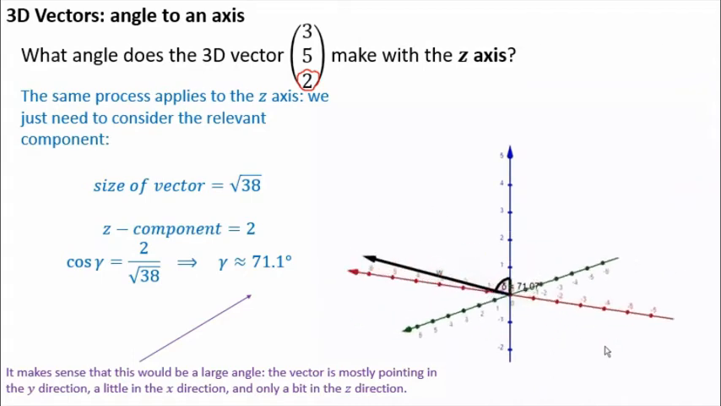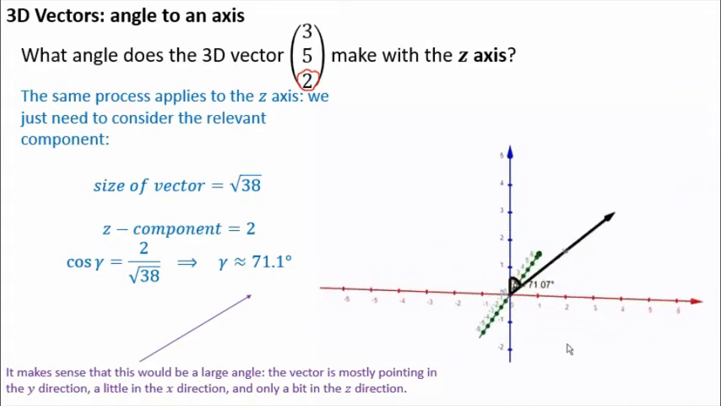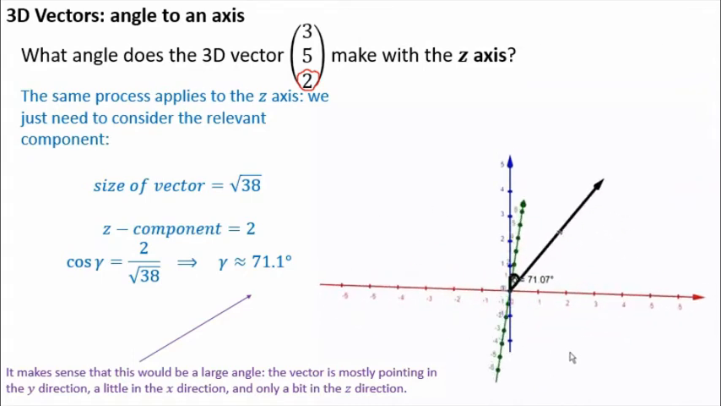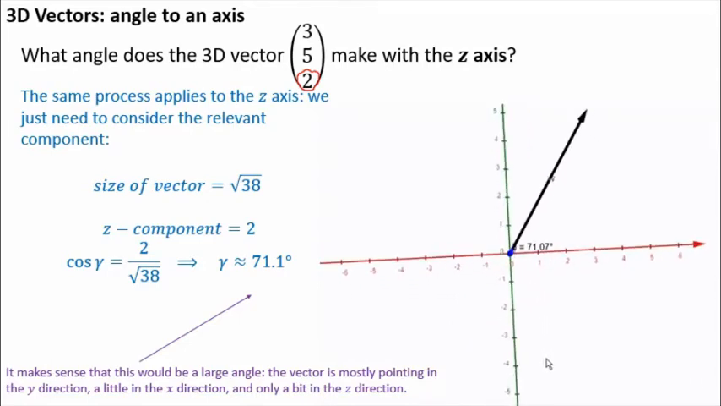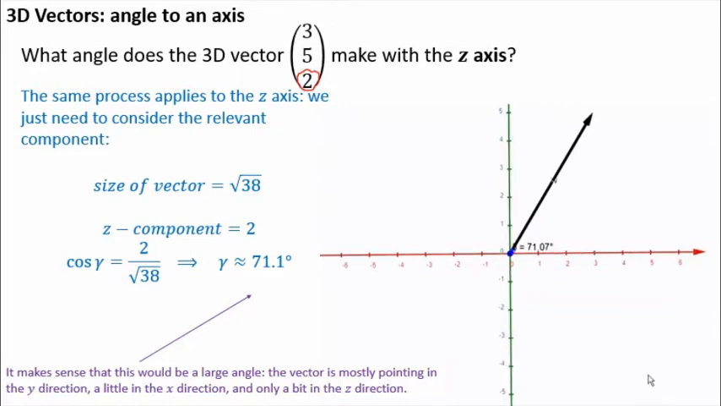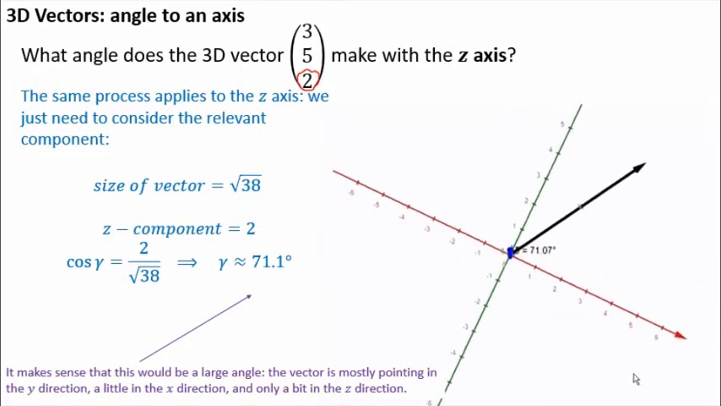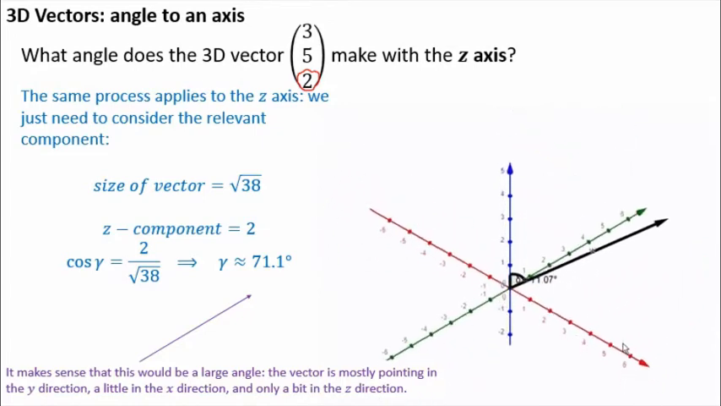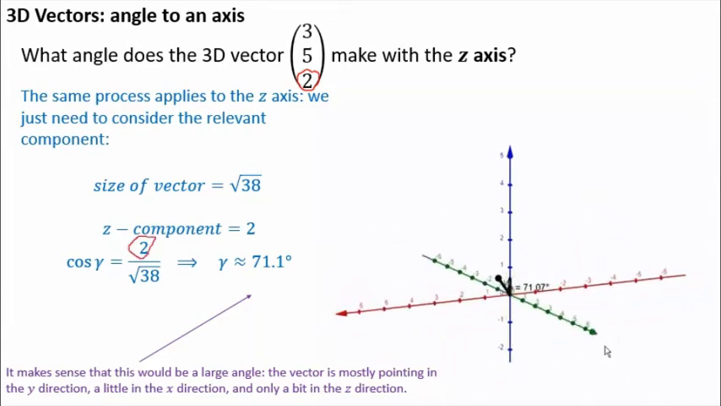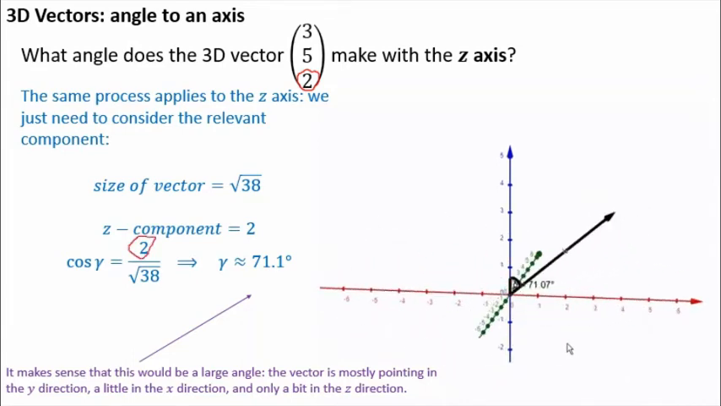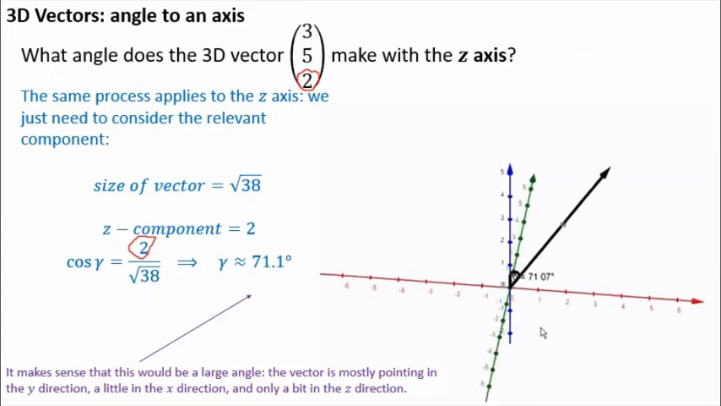If we were to shrink that 2 to size 0, then it wouldn't be pointing in the z direction at all. It would be lying flat in the xy plane once again. And that would make the angle with the z axis 90 degrees. And you could still use this formula. Cos of the angle equals 2 over root 38 would become cos of the angle equals 0 over root 38. And inverse cos of 0 is 90 degrees.